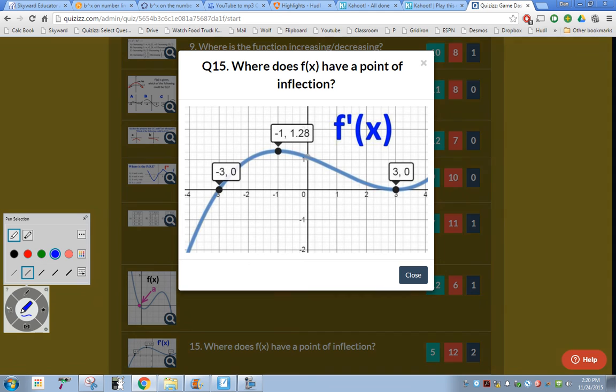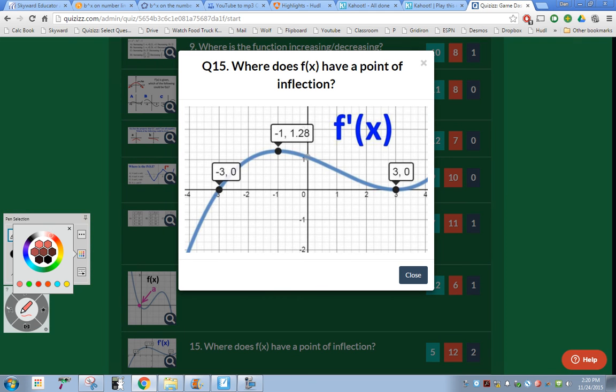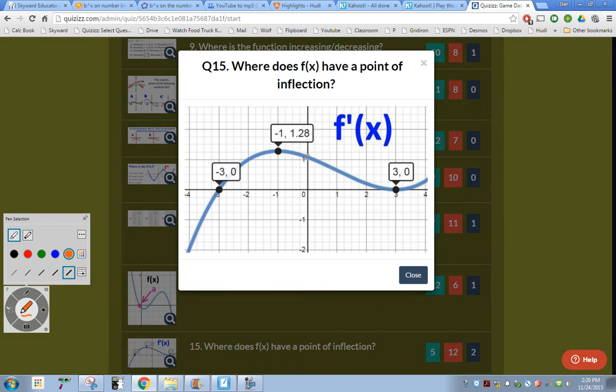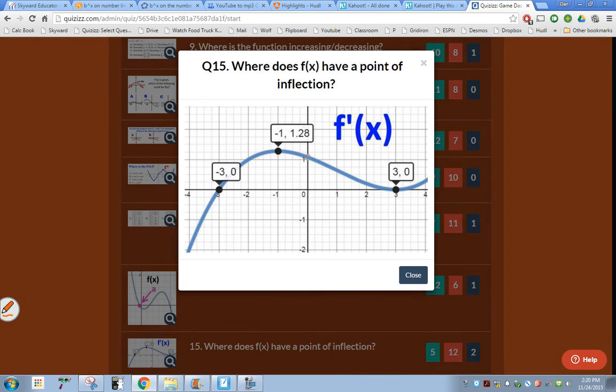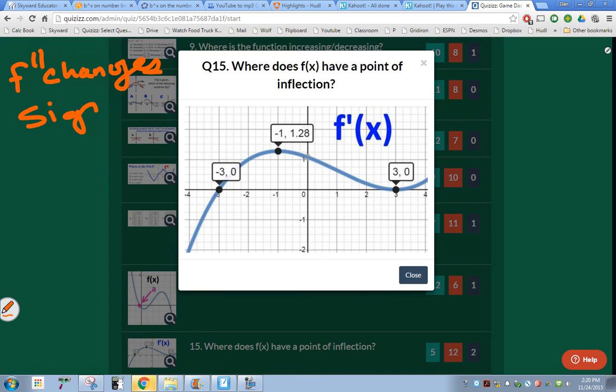Where does F have a point of inflection? We just talked about F having a point of inflection. What has to be true for the function to have a point of inflection? That was a different graph. It doesn't have to cross the x-axis. Concave up to concave down, or F double prime changes sign. That would be what I would suggest the definition that you want.